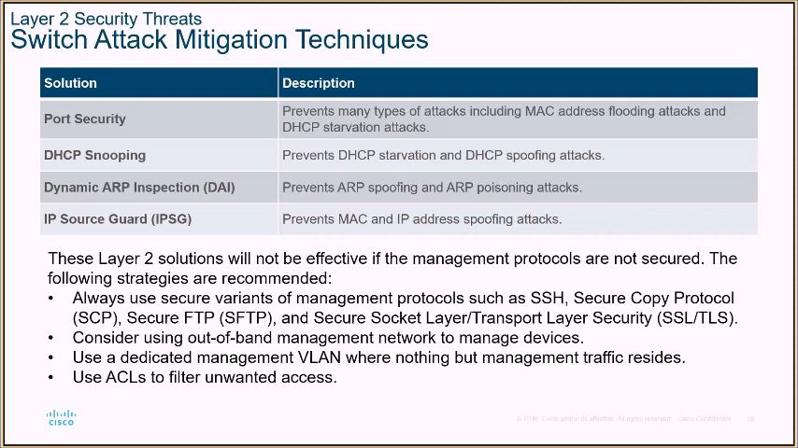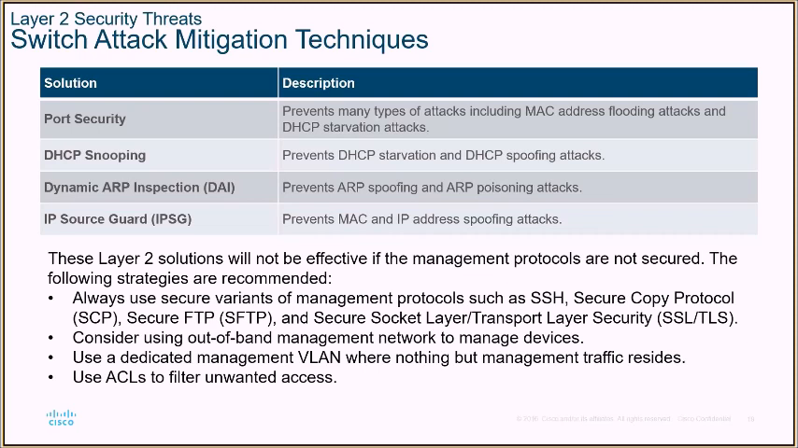to prevent some of these attacks. And so port security is one of them. With port security, it prevents many types of attacks, including MAC address flooding attacks and DHCP starvation attacks. So basically, you can control how many MAC addresses are permitted per port. And if you limit to one MAC address per port, that makes the chances of MAC address flooding attacks happening much less. And so that's, of course, quite handy.